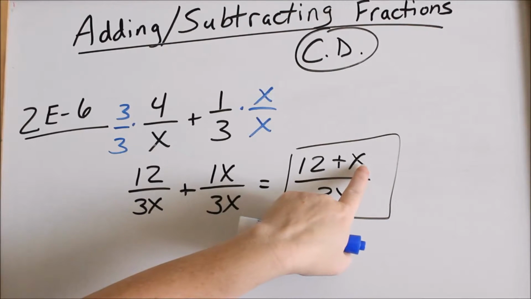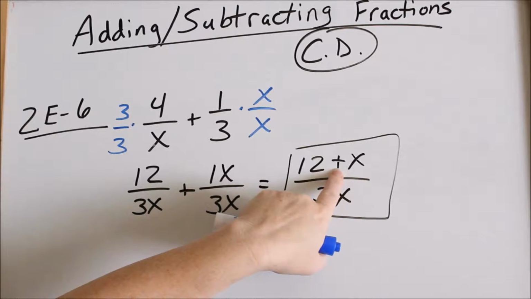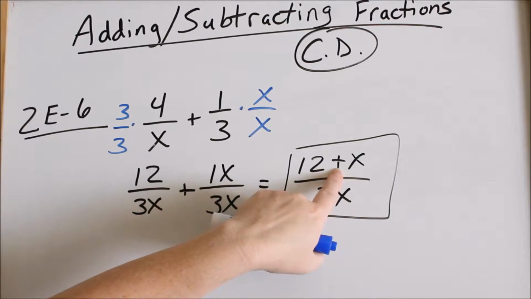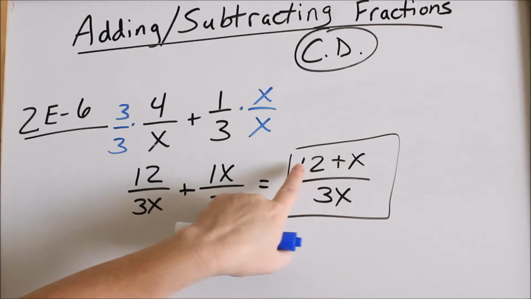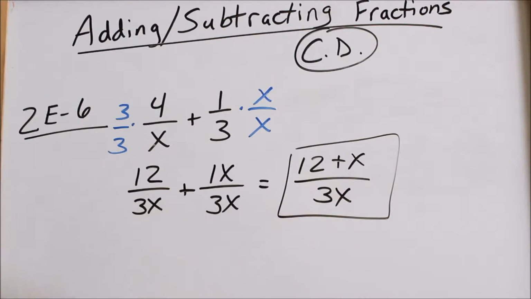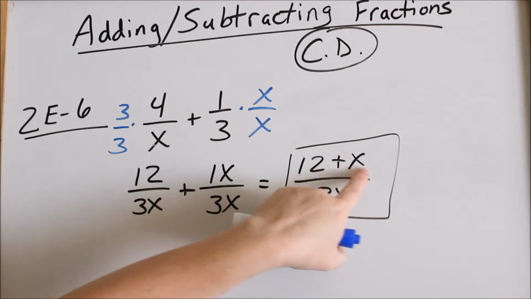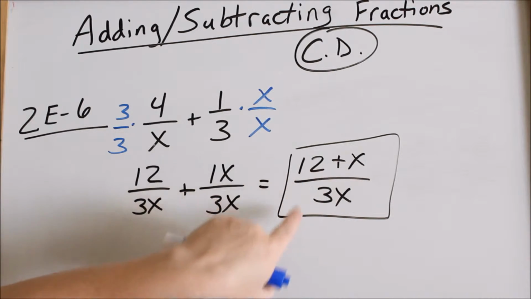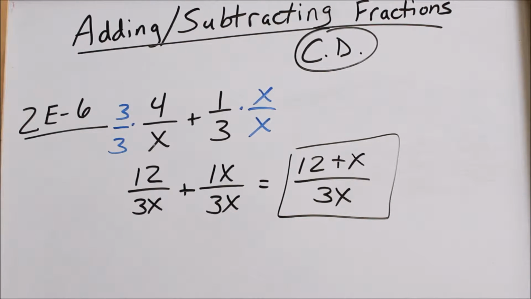This 12 and this x are connected together by an addition sign. They are married together. They act like one number. You can only cancel when things are multiplied. These are not multiplied up here, so you cannot cancel. This is your final answer.